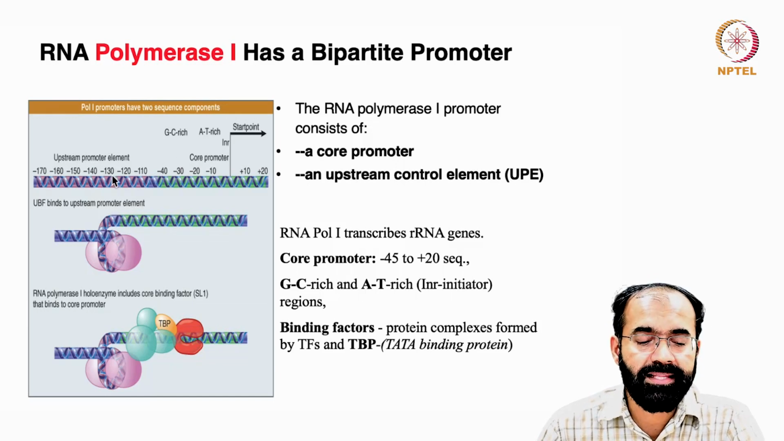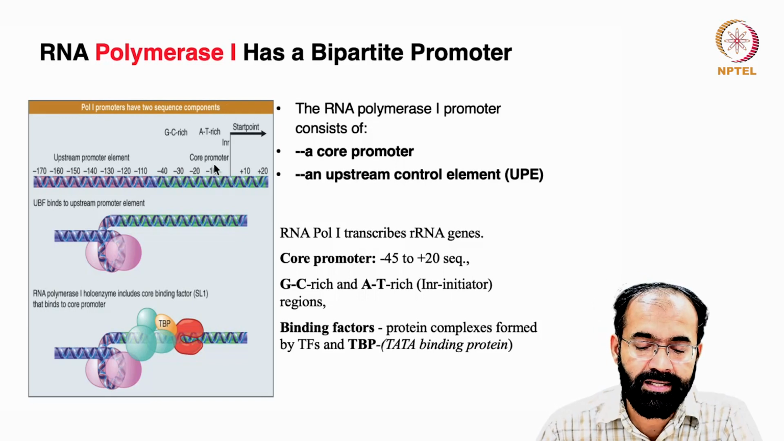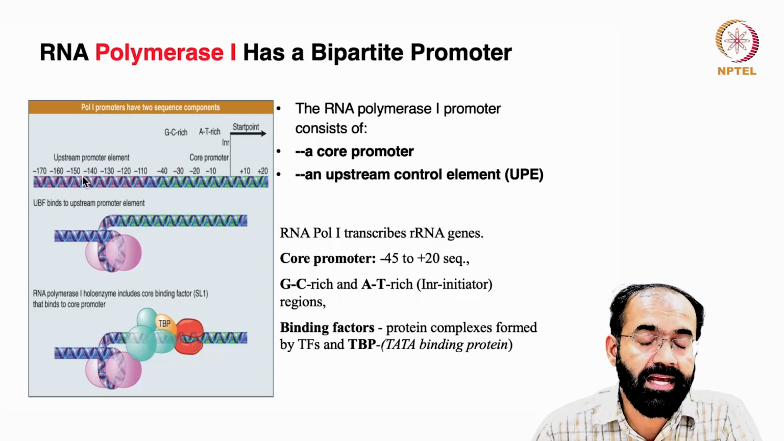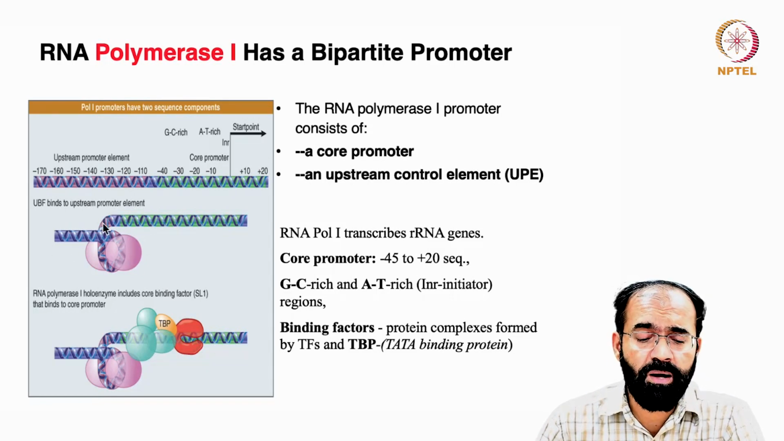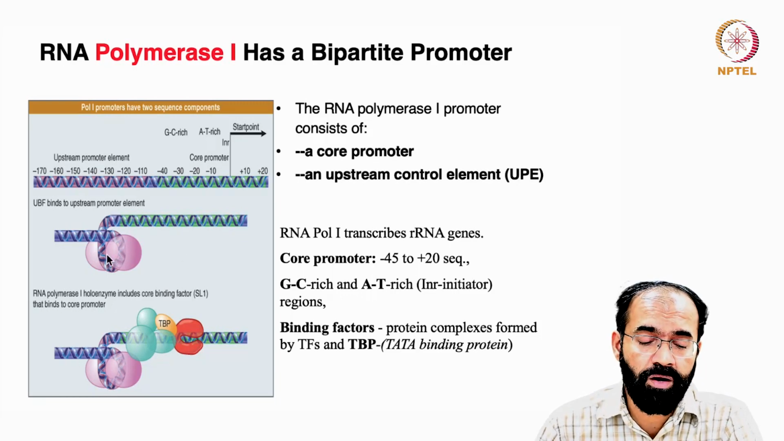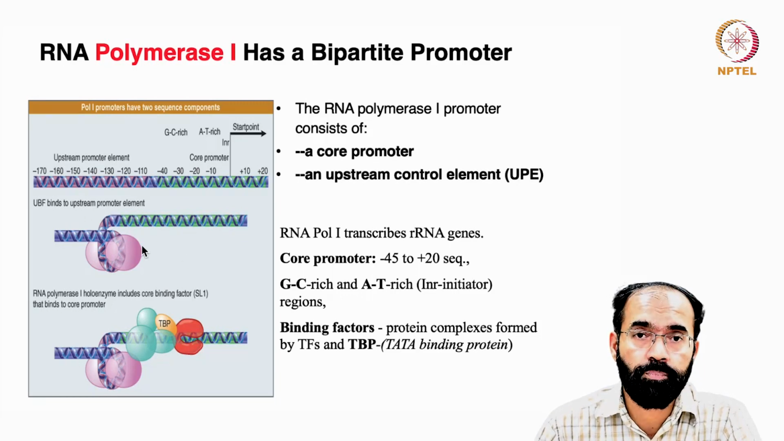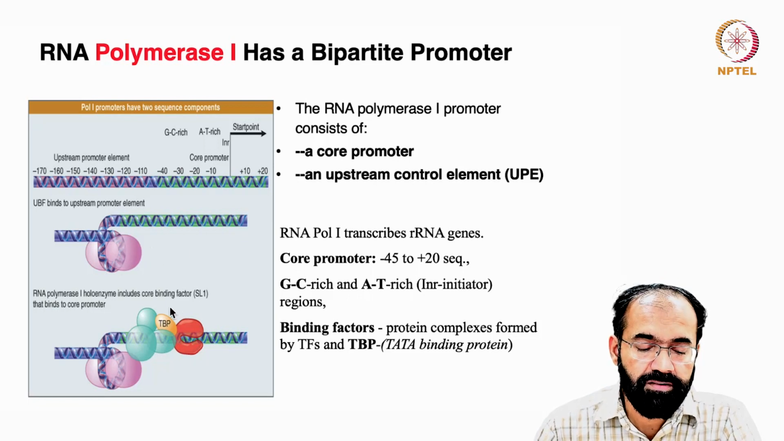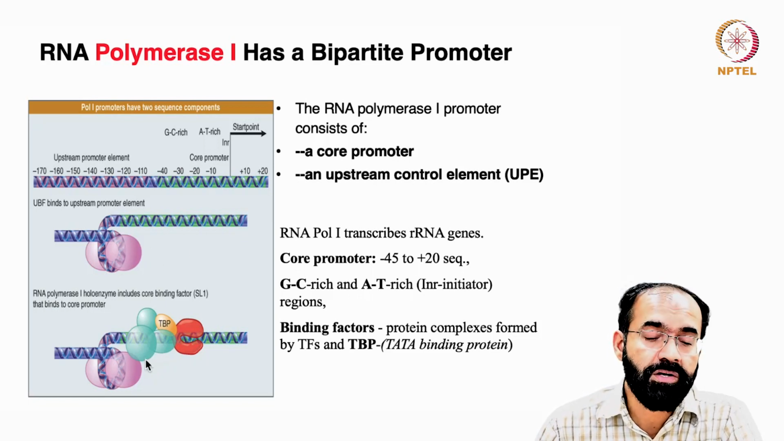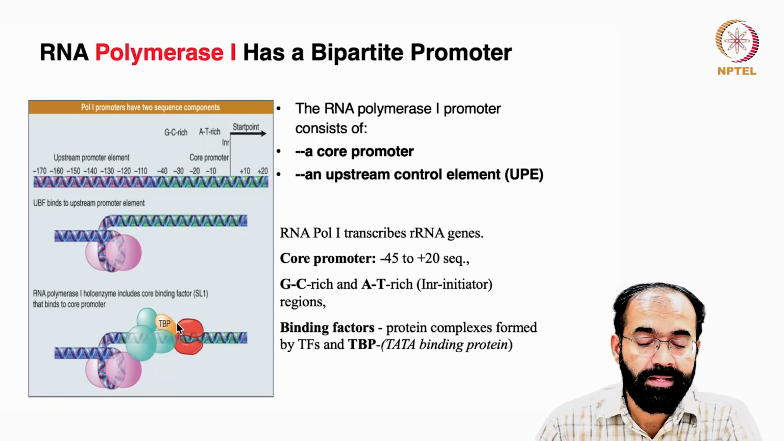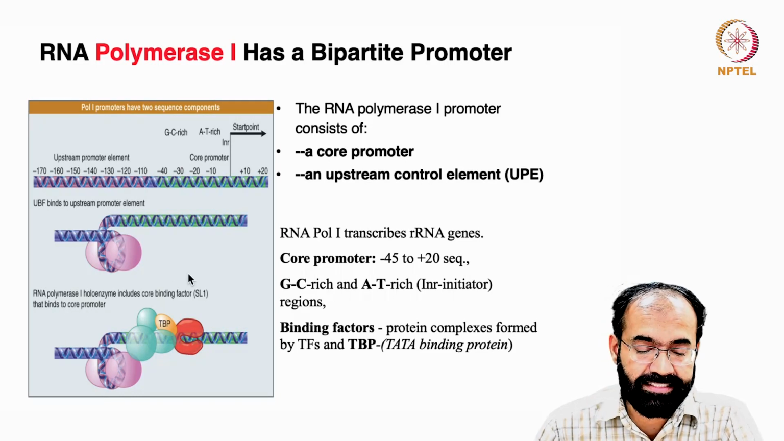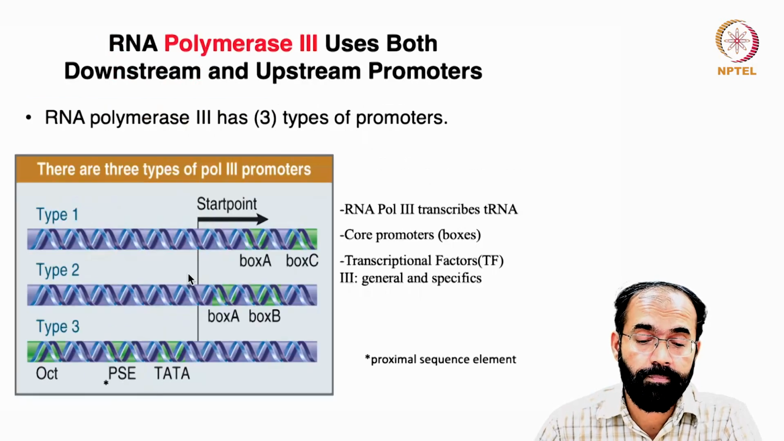And then you have the upstream promoter element, which can spread much further upstream, and is basically called an upstream control element. Once these protein factors are bound, it can form a loop, like a knot-like structure, which in turn attracts more and more transcription factors, and then it can act like a holoenzyme, and this core binding factor facilitates the transcription initiation in the case of polymerase I.